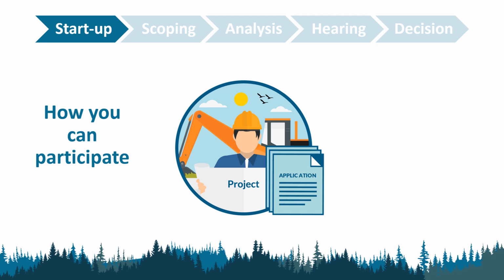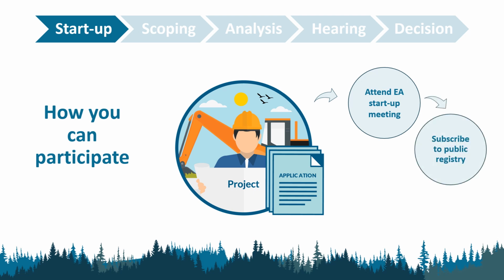The broad EA process steps include startup, scoping, analysis, hearing, and decision. An environmental assessment begins once a developer or proponent submits its project document to the review board. You can take part by going to an EA startup meeting hosted by the review board staff. This meeting will explain what steps will happen in the EA. It is a chance for you to ask questions. You will find out how to sign up to the public registry to get documents. Federal government representatives will describe how you can apply for funding to help you take part in the EA.